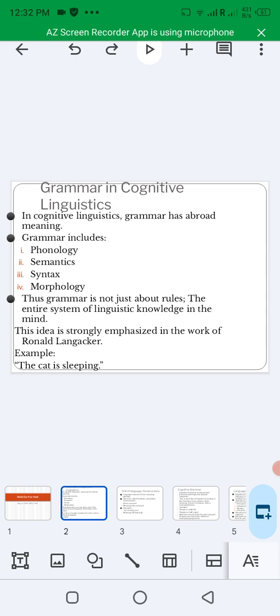Here we cannot say "sleeping the cat is" or "the sleeping cat is". These are the wrong way to say it, because we follow the subject-verb agreement of grammar. So, the cat is sleeping. And semantics, of course: this sentence conveys the meaning that a cat is currently engaged in the activity of sleeping. In cognitive linguistics, all these aspects together form grammar.